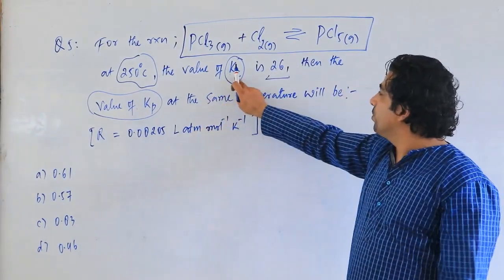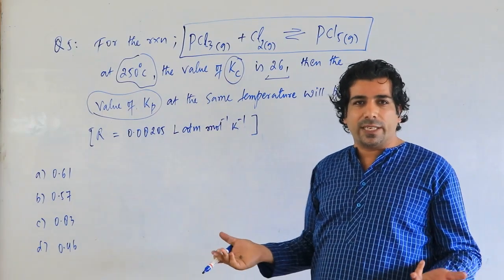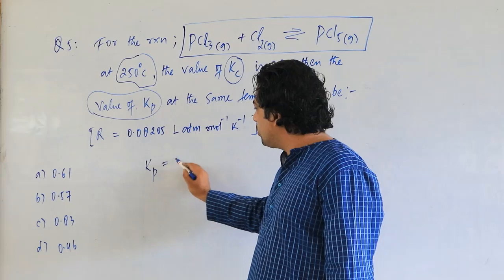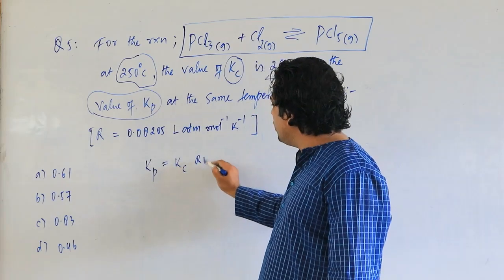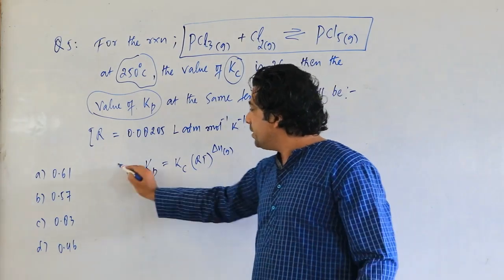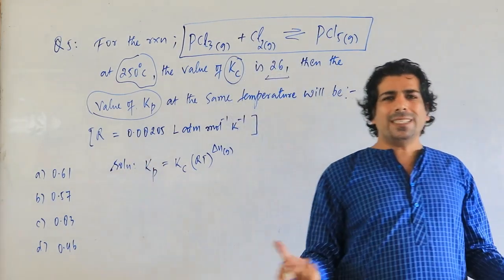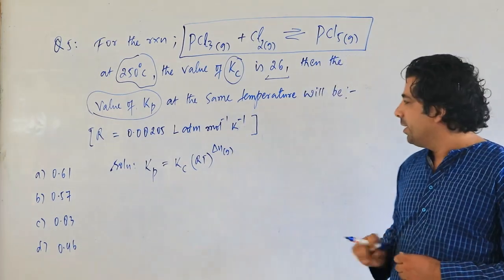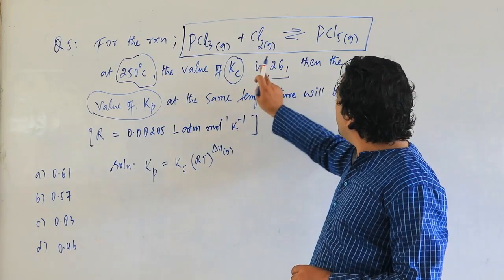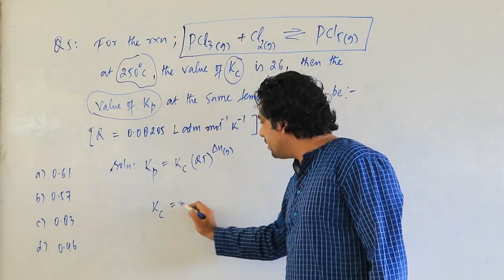Kc value is given to me. And you know the relationship between Kp and Kc, we are aware of that relationship. So obviously, my dear friends, Kp is equal to Kc (RT) to the power delta N gaseous. This is our relationship. So let us simplify this. Kp I have to find out. Kc is given to me, that is 26. So Kc is here 26.